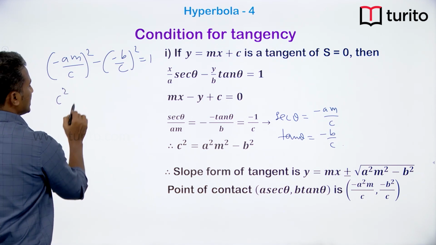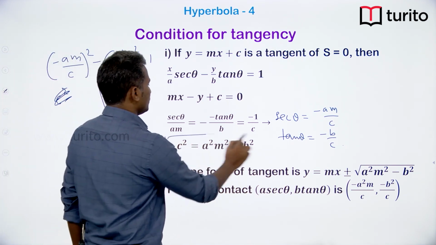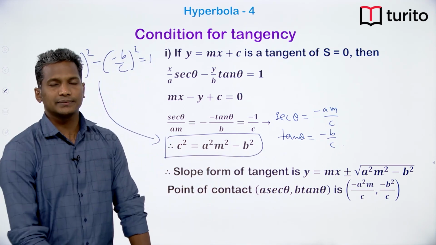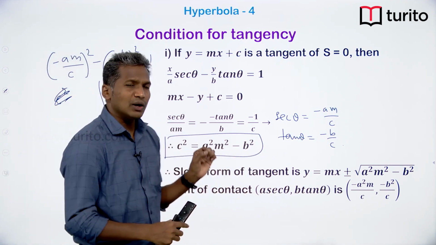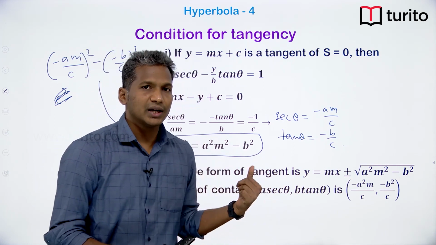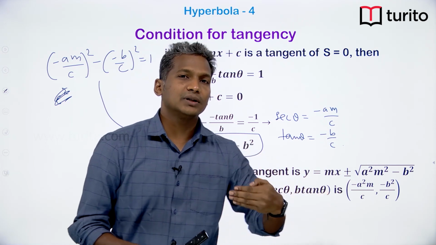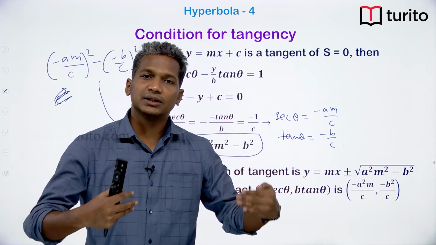So, which will give us the condition which is already given here, which is c square equal to a square m square minus b square. Now, is this the only way of deriving c square? Is this the only way? No, there is also a different way which comes from the idea of solving line and the curve.